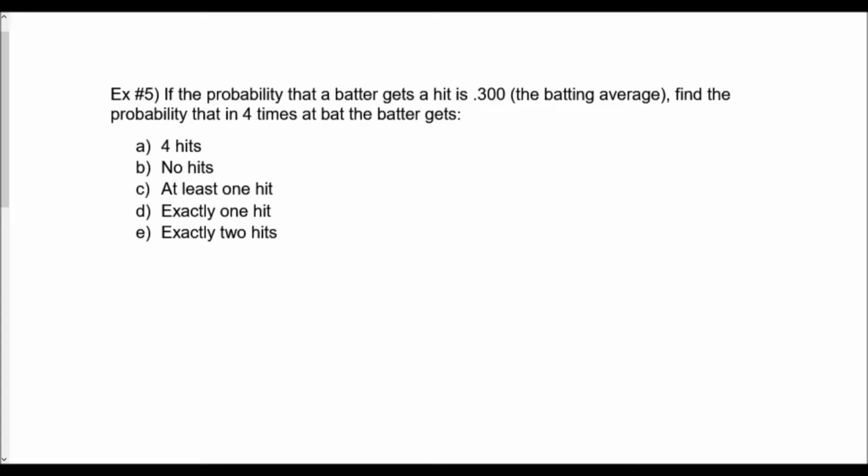Awesome. Okay, so the probability that a batter gets a hit is 0.300, known as a batting average. Common phrasing is you could be batting 300. The formula for statisticians to calculate this just takes the number of hits and divides it by the number of times that a person is at bat. We're going to find the probability that in 4 times at bat, the batter gets 4 hits, no hits, at least 1 hit, exactly 1 hit, exactly 2 hits. Let's do some calculation.